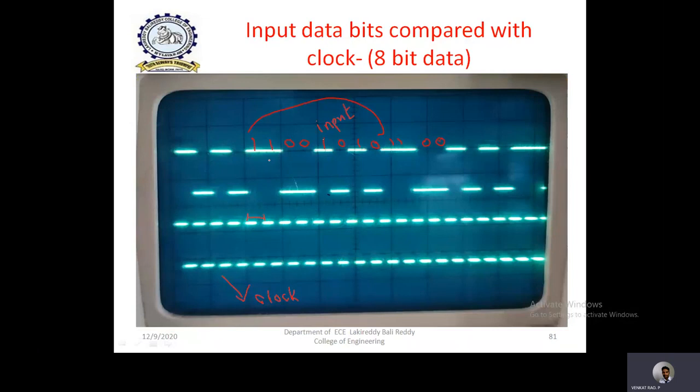So this is the procedure in order to observe the corresponding bit sequence in the input data pulses. This only happens if we compare with the clock signal time periods.